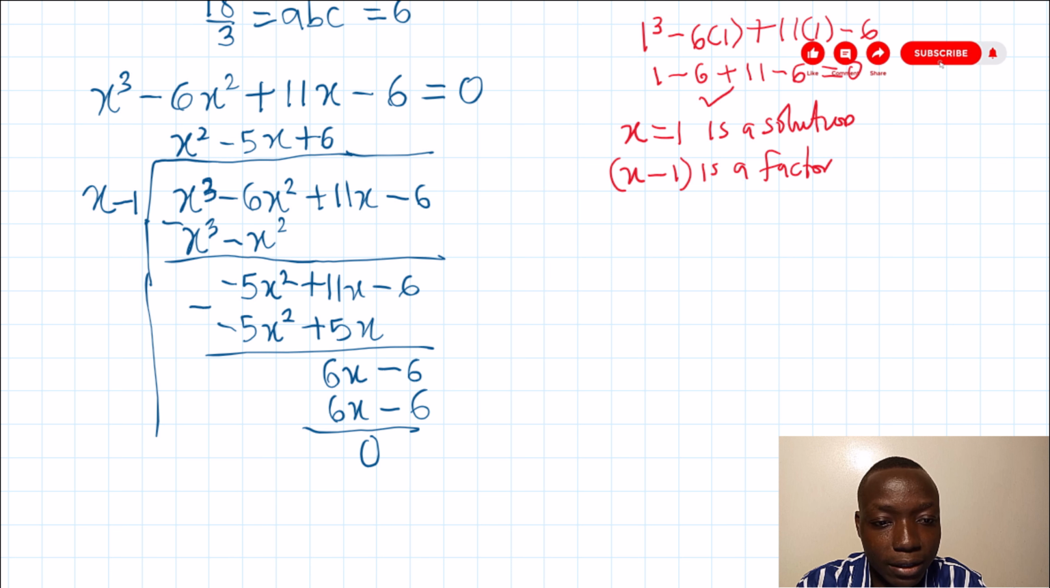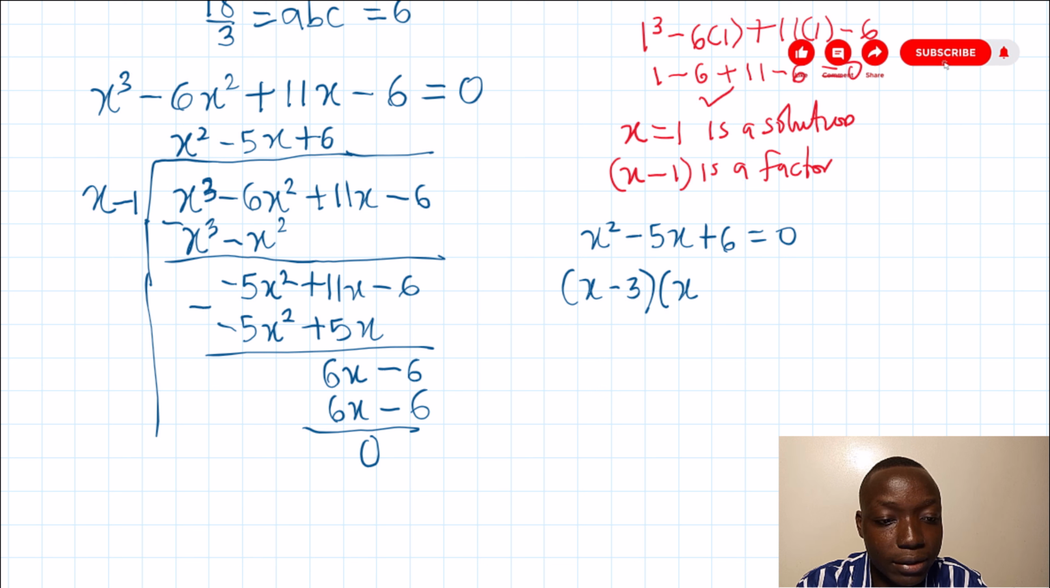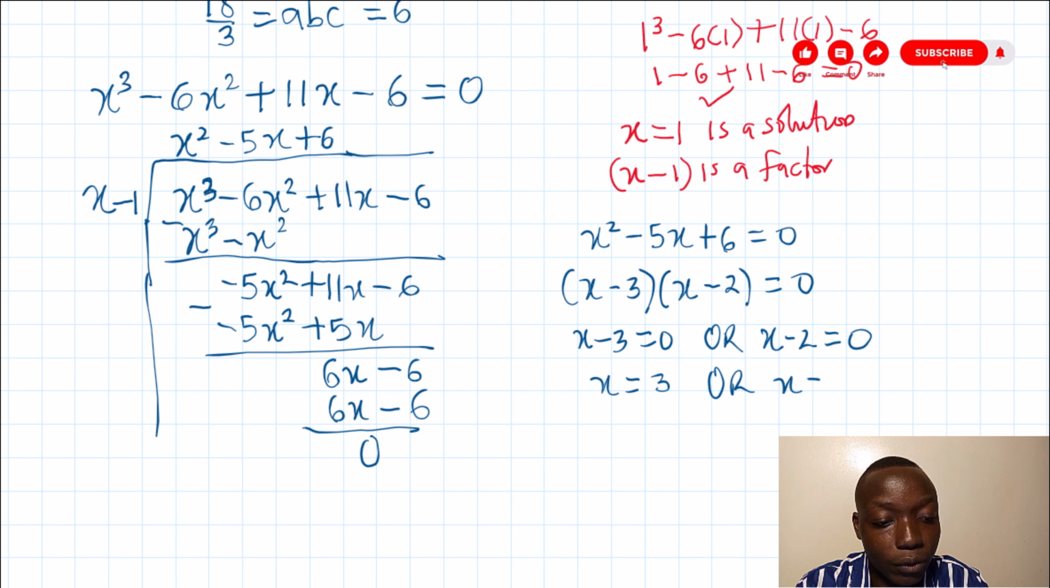So we have that x squared minus 5x plus 6 equals 0. So we have x minus 3, x minus 2 equals 0. So we have that x minus 3 equals 0 or x minus 2 equals 0. So x equals 3 or x equals 2.